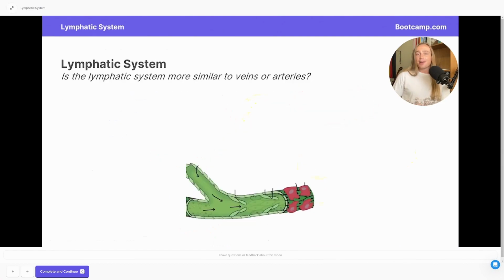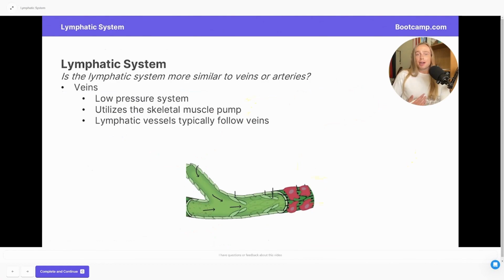Moving on then to some final things about the lymphatic system, and I think these final things can be summed up pretty well by asking the question, is the lymphatic system more similar to veins or arteries? Great, so the lymphatic system is much more like the venous system than the arterial system. The lymphatic system doesn't utilize a central pump as it's not connected to the heart like the arteries are. Lymphatic vessels do have a small smooth muscle layer that helps to push the lymph back via peristalsis, but they're under very low pressure just like veins.